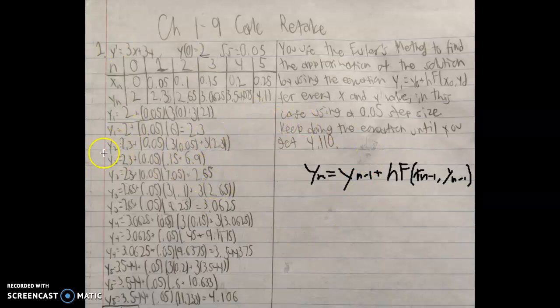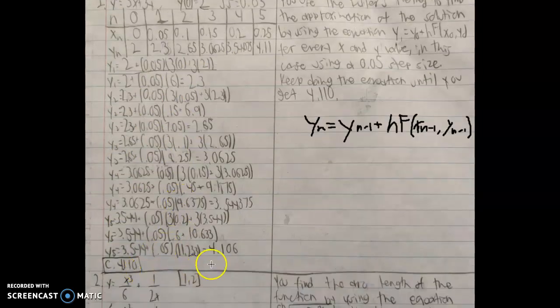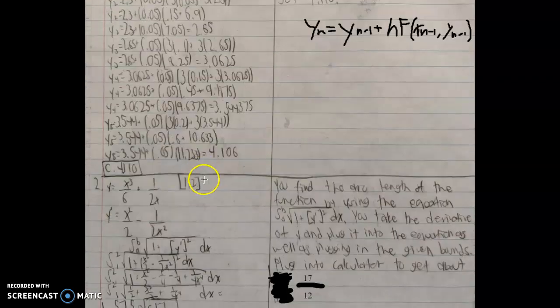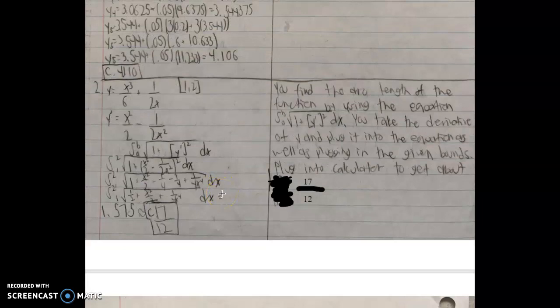Now we repeat the process for y2, and then 2.3 becomes our new y_(n-1), because that's y1, plus 0.05 times 3 times the new x, which is 0.05, plus 2 times 0.3, because that's the y1 that we got back here. Doing this process over and over again, we get our answer to come as 4.106 or about 4.11, which makes C our answer.